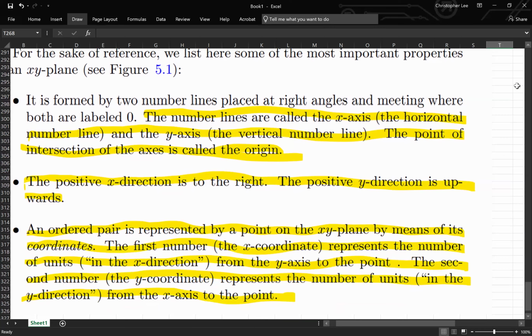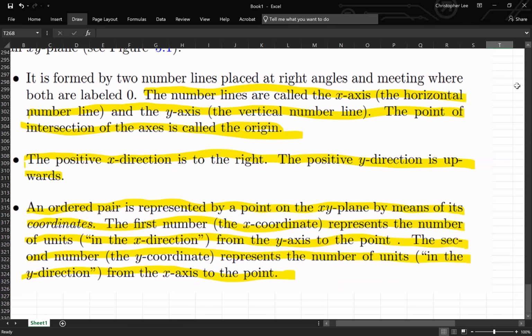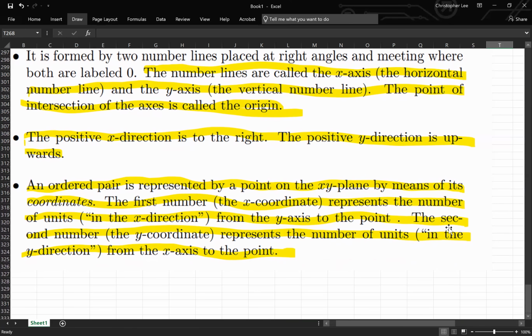An ordered pair is represented by a point on the xy plane by means of its coordinates. The first number, the x coordinate, represents the number of units in the x direction from the y-axis to the point. The second number, the y coordinate, represents the number of units in the y direction from the x-axis to the point. So we're going to be graphing points. Everybody remember how to graph points?